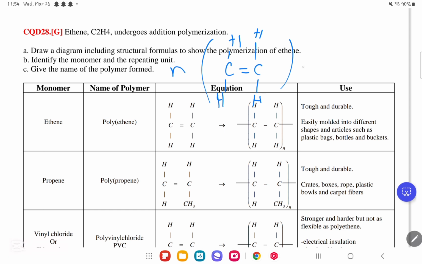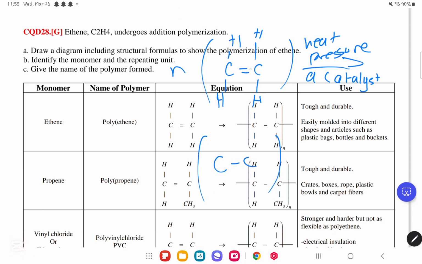Now, to make polyethene, you need what? You need heat, you need pressure, this is for the cracking, and you need a catalyst, okay? Sorry for my bad handwriting, I'm writing in a very difficult position, catalyst. Okay, so now it is going to look something like this. You're going to have C single bond C, you will break the double bond open. You will have a bond here, you will have H, H, H, H, and you will have n over here.